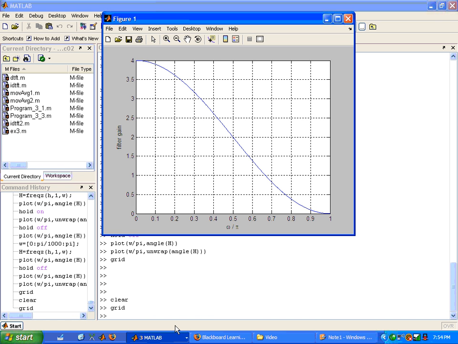So where are we on this plot now? We said we're at frequency omega equals pi over 2. Exactly. So we're at pi over 2, right? So this is 0.5, this is pi over 2. So we should expect that the gain will be 2.